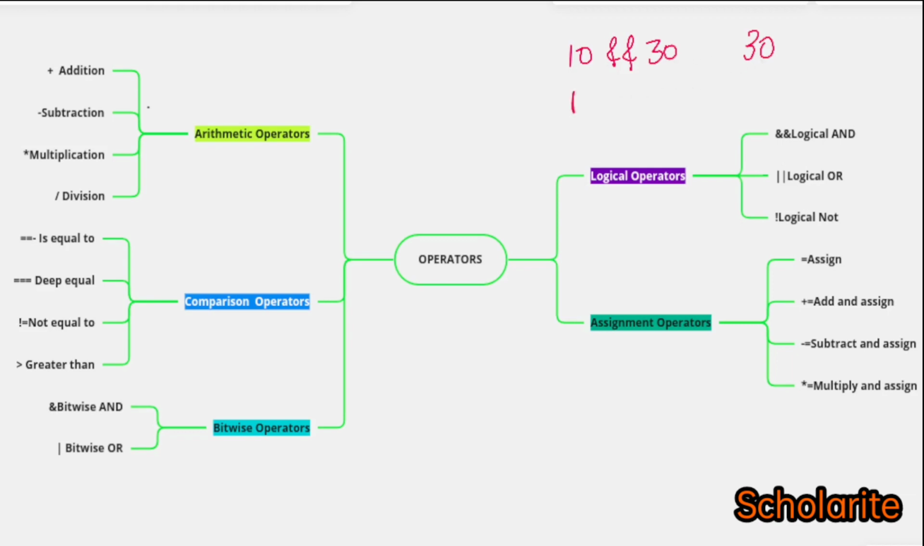If I consider another example, 10 and 30 and false, you can see that we are using three operands: 10, 30 and false. As I already mentioned, if any of the operands is false in the expression, it is going to result in false. So the result of this particular expression is going to be false.